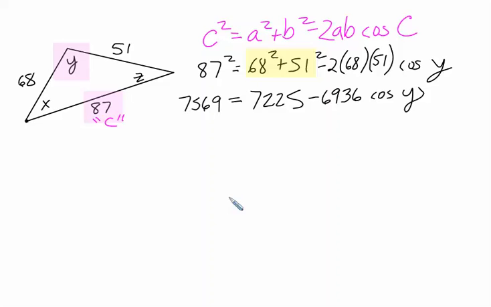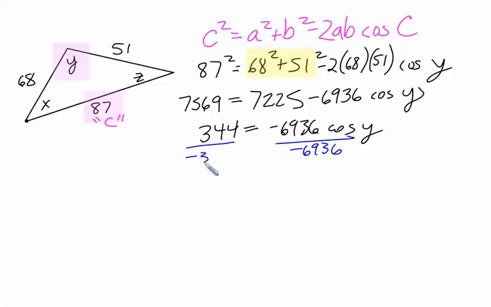So now we subtract the 7225 from both sides. We're going to get 344 equals a negative 6936 cosine of y. And then we have to divide both sides by the negative 6936. And what we will have is that cosine y is equal to, typing it on the calculator here, negative 0.0495, and so on.